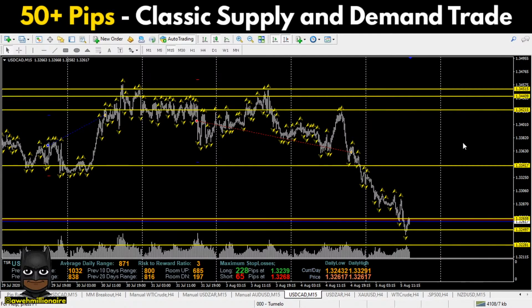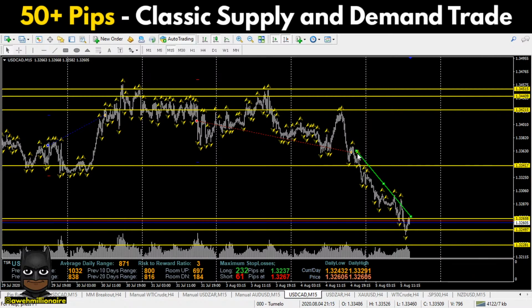Dollar CAD has been ranging like crazy, moving sideways for the past week, and literally last night it finally broke out of that range. You can see it's been pushing all the way down over here, and a lot of traders have been trapped by dollar CAD. Myself also, I was stuck in dollar CAD, but fortunately I was stuck in this trade in my favor, because this was a classic supply and demand smart money trading setup.